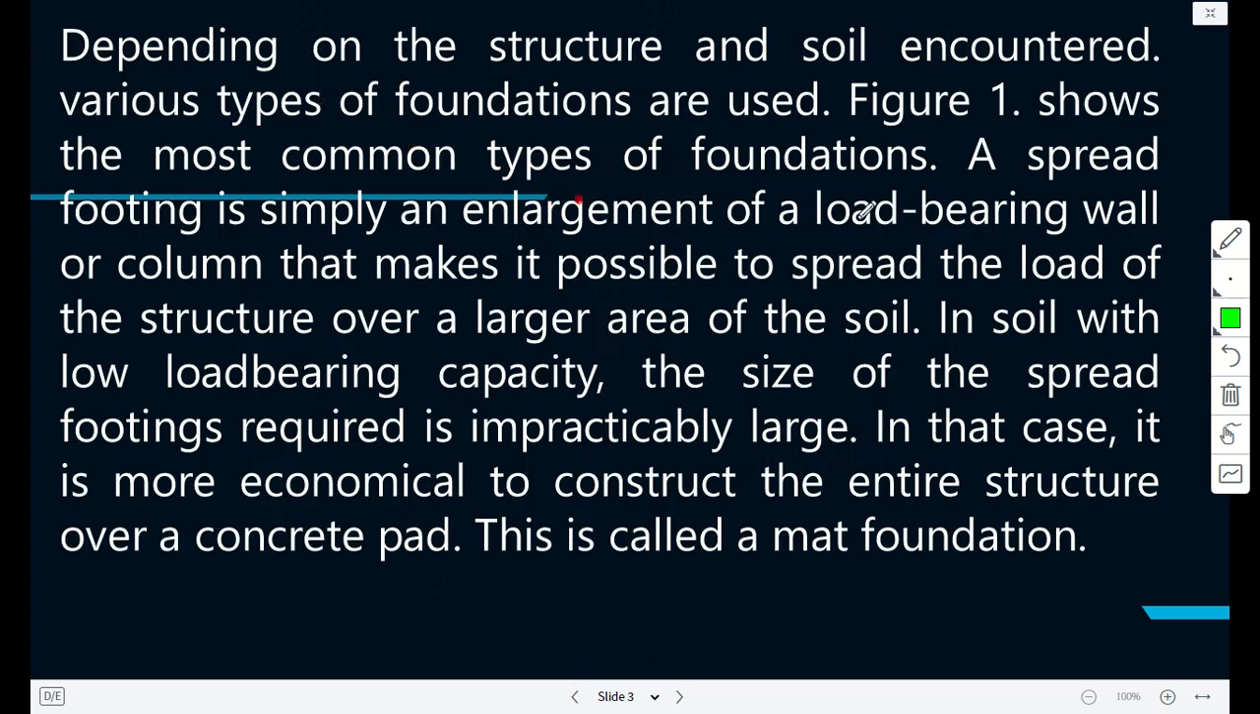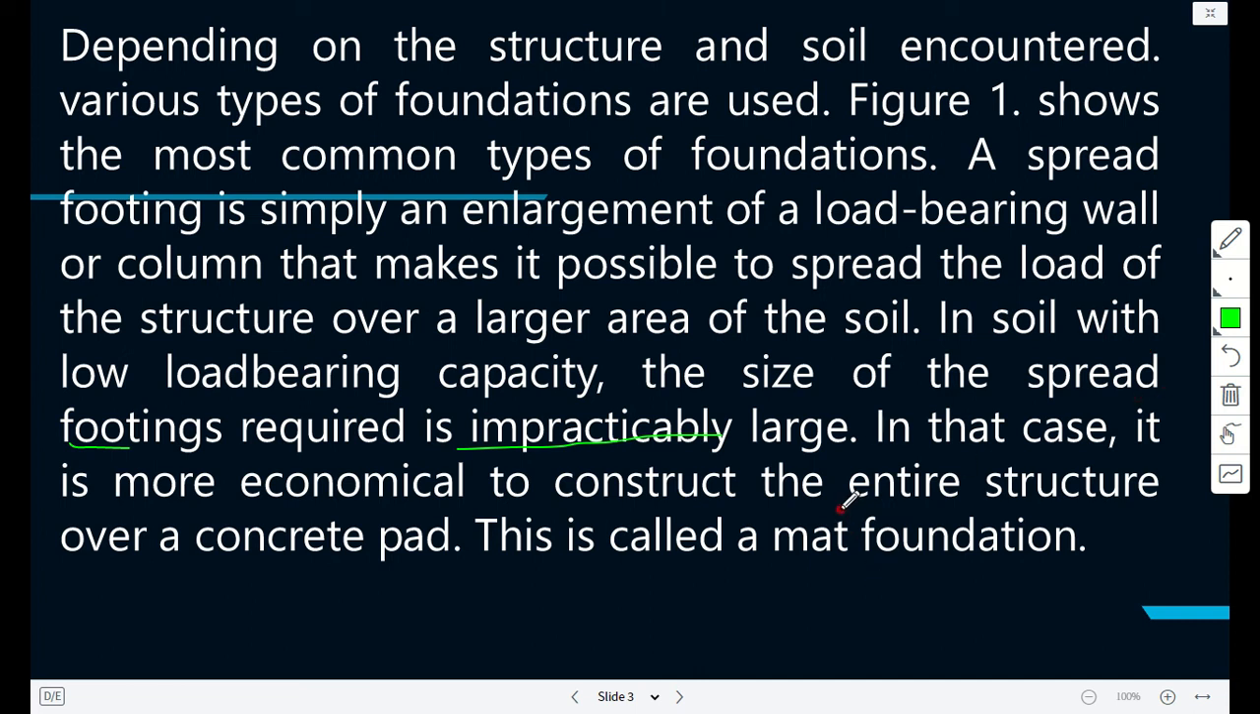Figure 1 shows the most common types of foundation. A spread footing is simply an enlargement of a load-bearing wall or column that makes it possible to spread the load of the structure over a large area of the soil. In soil with low bearing capacity, the size of spread footings required is impractically large. In that case, it's more economical to construct the entire structure on a spread concrete pad. This is called a mat foundation. What we're trying to explain here is that you need to spread.